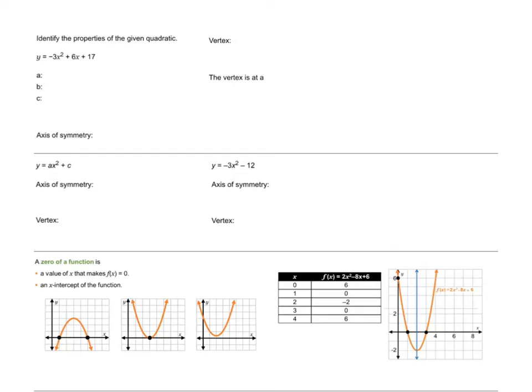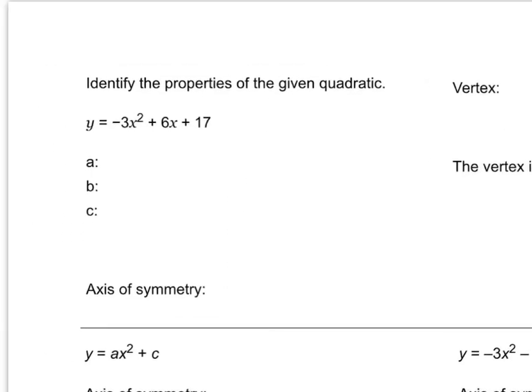All right, let's continue on real quick, and I'm going to go through these quickly. It says identify the properties of the given quadratic. So here it wants us to find the values for a, b, and c. My value for a is going to be -3. My value for b is going to be 6. And my value for c is going to be 17.